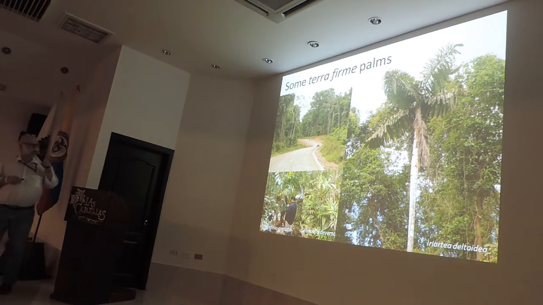Here are some examples of the terra firme. This is a picture from Chapare in Bolivia, with tall rainforest, and again with Iriartea deltoidea, which is so common all over, and this is from Bolivia again, and it's also a dominant palm in the tall rainforest there. Here, Geonoma and Chamaedorea in the understory.